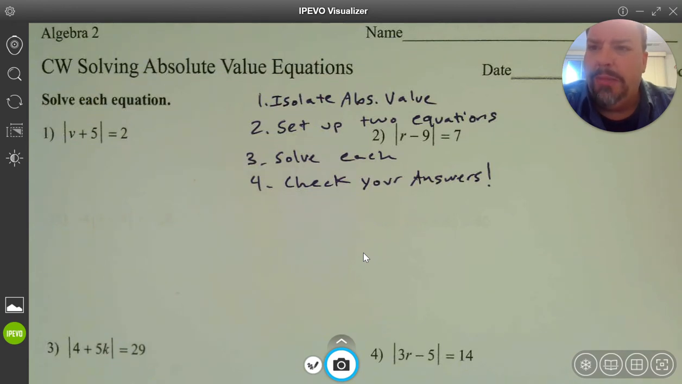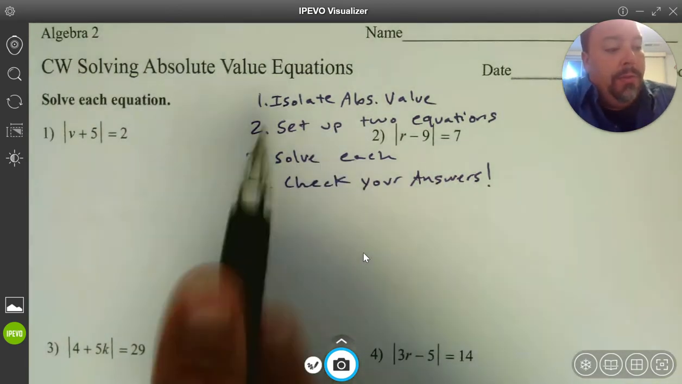In this video, I'm going to go over how to solve absolute value equations. As we did in class today, I'm going to work through the odds on this worksheet, classwork solving absolute value equations, and show you how to set these up. So we have these steps here.